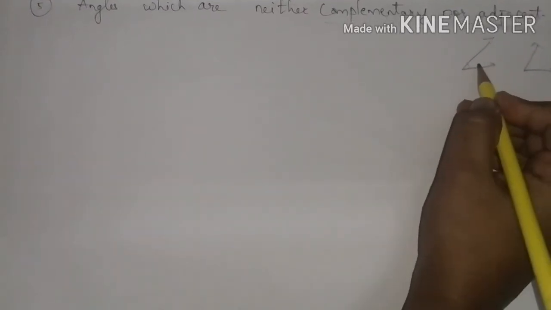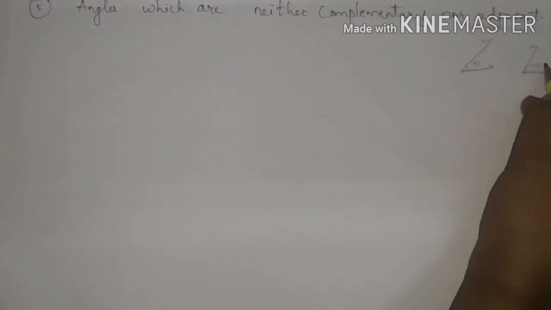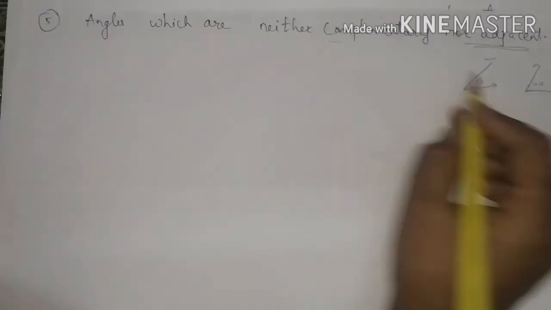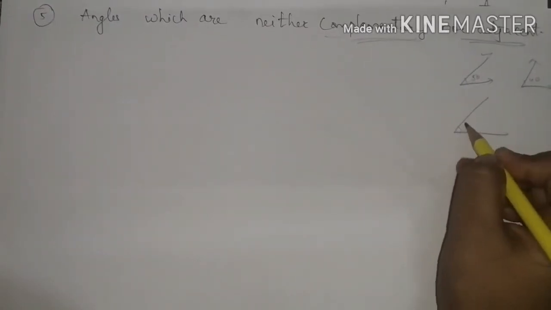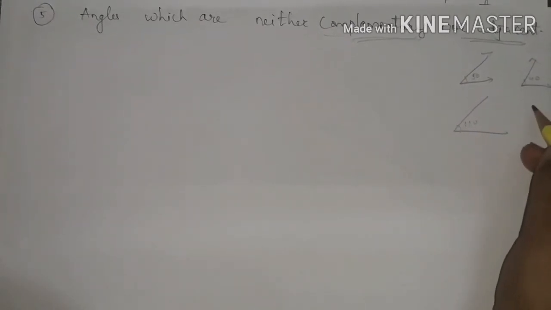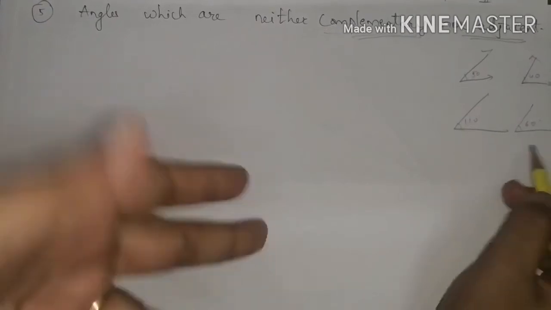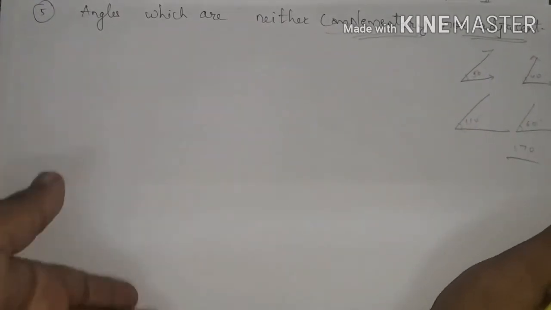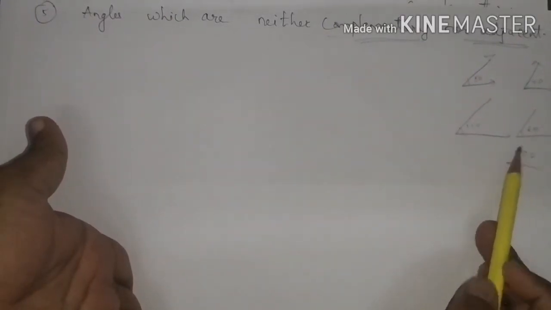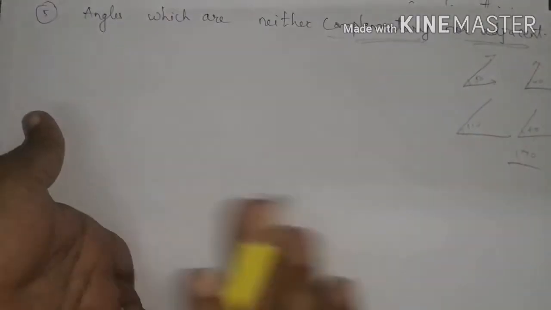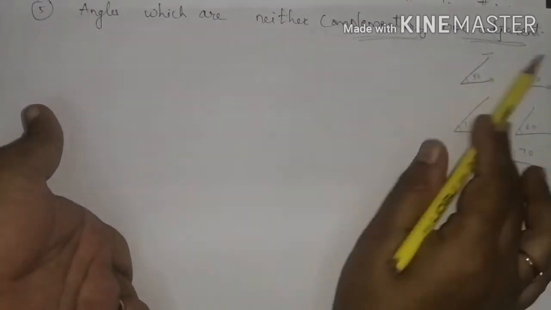So we can take one angle we can draw 50 or 40. 50 plus 40 is 90, but we don't want 90 to come because they don't form complementary. So we can take 110 and one we can show it as 60. So 110 plus 60 is 170. So neither they are complementary, neither they are supplementary, nor they are adjacent. So any two angles you can draw whose measure is neither 90, neither supplementary, complementary, nor adjacent.